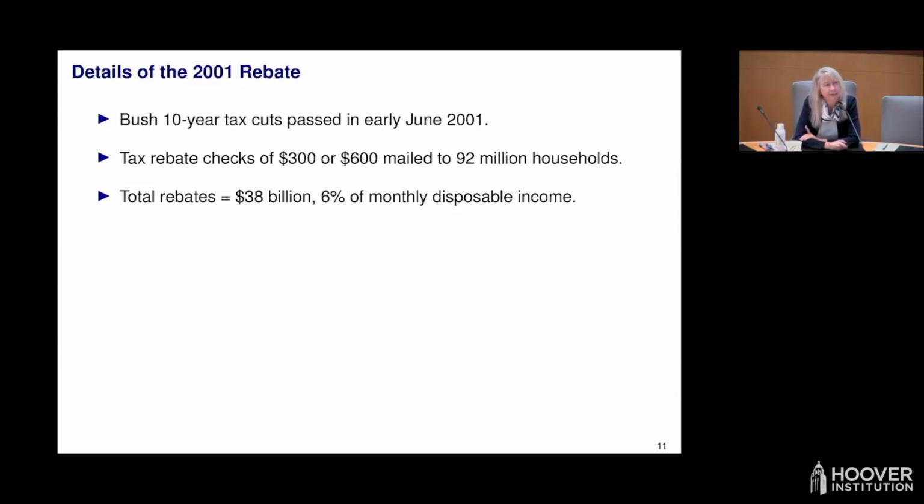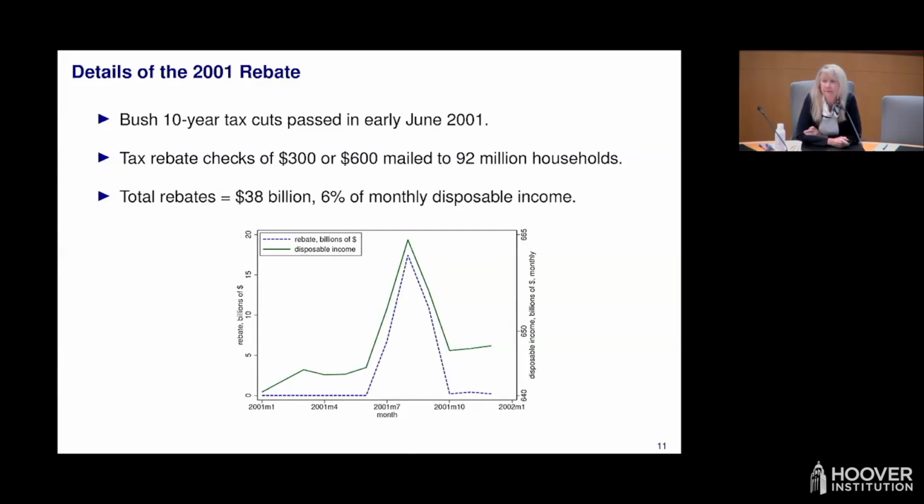All right, the 2001 rebate. This was the Bush 10-year tax cuts that were passed in early June 2001. The checks were either $300 or $600, depending on if it was single or married filing jointly. They went to 92 million households. The total rebates were 38 billion, which was about 6% of monthly disposable income. So here's a graph of the 2001 case. Disposable income is the green line. The blue is the rebate. The rebate was big. It happened over several months, and you can definitely see it in the aggregate data if you look at that disposable income line.